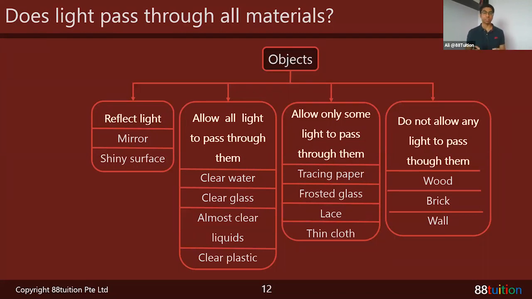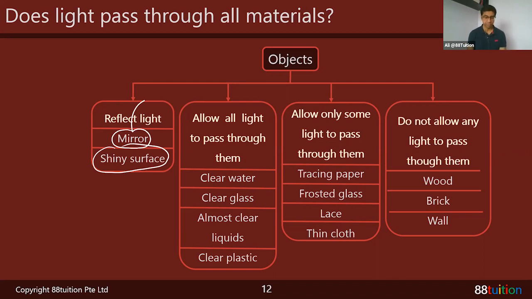Okay, now we have objects. Objects can actually have reflection or absorption or transmission, depending on the type of objects. For example, some objects can reflect light. Example, mirror. All of us have mirrors at home. How many of you don't have mirrors at home? You have, right? So mirrors reflect light very well. And some shiny surfaces like the surface of your car, which is made of metal, some metals that you have at home, like spoons, forks, all of them reflect light.